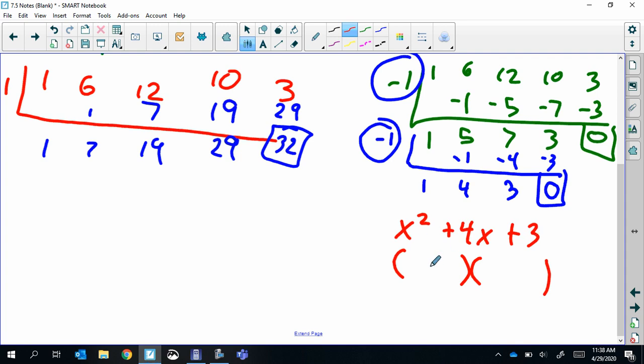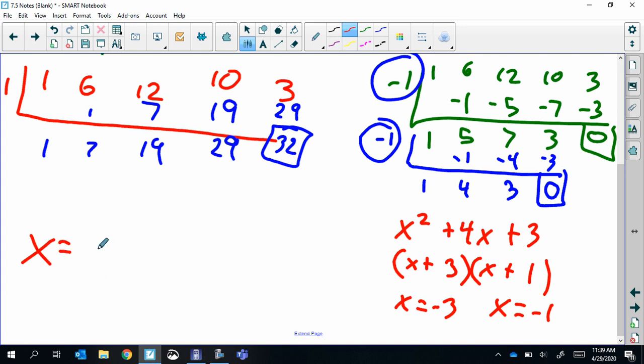So what multiplies to 3 and adds to 4? 3 and 1, so that's x plus 3, x plus 1, you would get x equals negative 3, x equals negative 1. So that tells us negative 1 would have worked again, and negative 3 would have worked if we tried synthetic division with that. We would have got a remainder of 0. So we have 4 solutions.